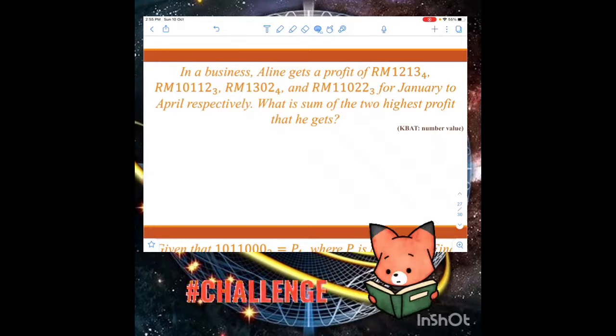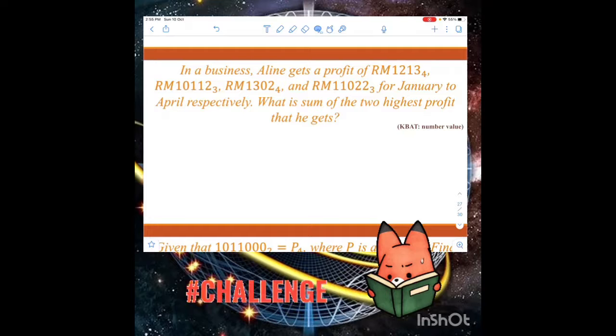Now, if we want to know which months have a higher profit, better we convert it to base 10, because it is very straightforward. Since we cannot convert it by using a calculator, we just find the number value for each of these numbers. Then we can do comparison. Now number one, we go to 1213 base 4.